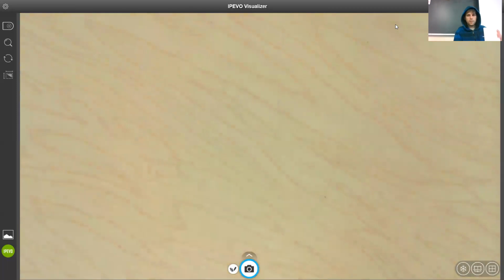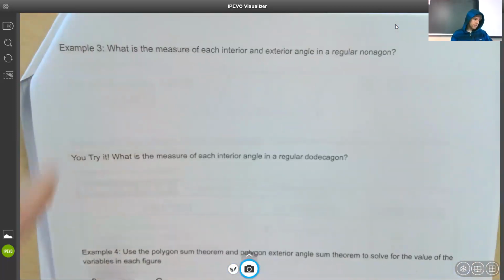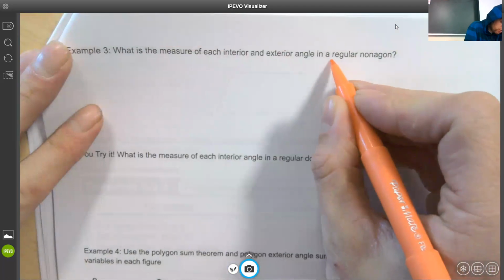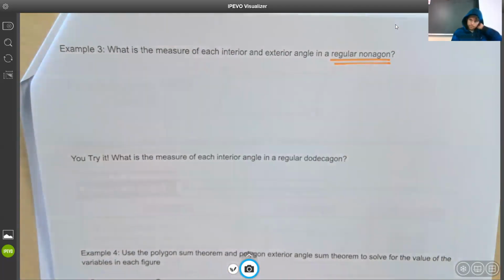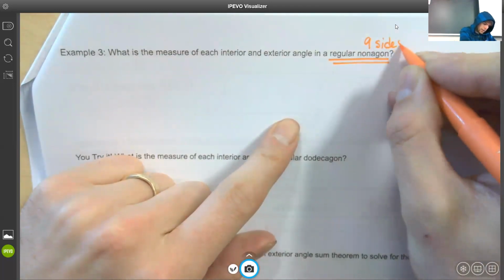All right, let's go ahead and answer some questions about the interior and exterior angles of some polygons. So here we have another question. What is the measure of each interior and exterior angle in a regular nonagon? So regular means all angles, all sides congruent. What we care about are the angles. And a nonagon means 9 sides.